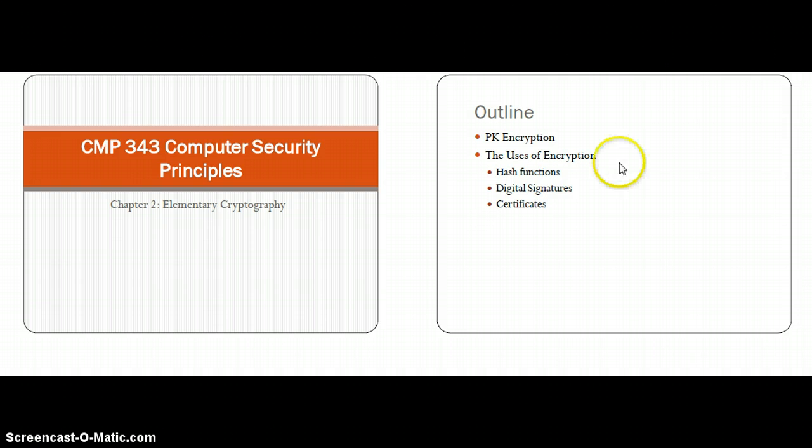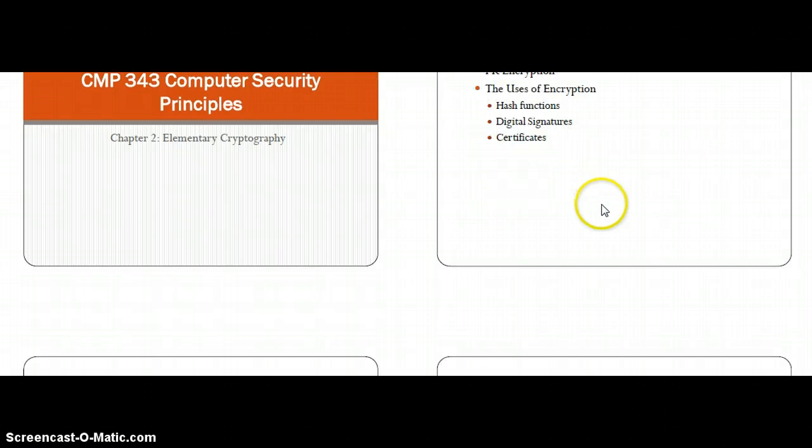That is the outline for this part of elementary cryptography. We have the public key, and we will go into details: how to encrypt and decrypt using public key encryption techniques. Then how to make use of the hash function, and we will see the different hash functions. Then we will see how to use the public key encryption technique for digital signatures and for certificates. This is the outline for this elementary cryptography, chapter 2.